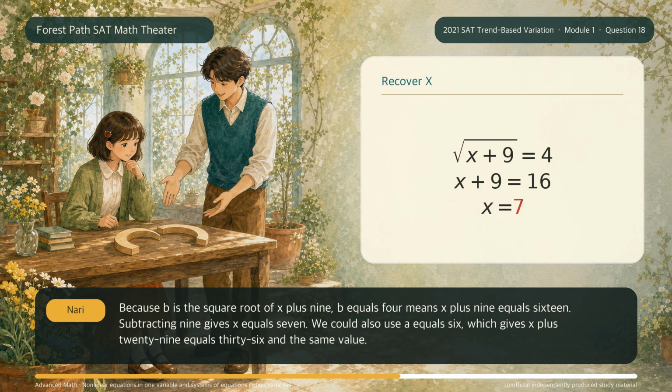Because b is the square root of x plus 9, b equals 4 means x plus 9 equals 16. Subtracting 9 gives x equals 7. We could also use a equals 6, which gives x plus 29 equals 36 and the same value.